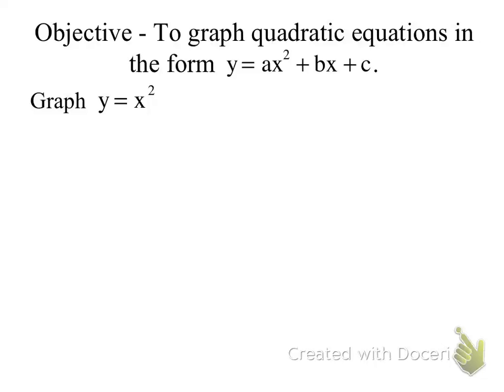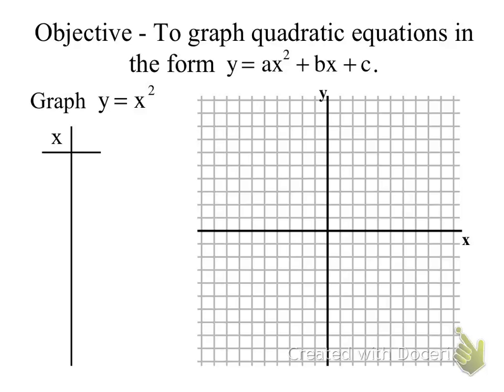So what would I need to do to graph this? How would I go about it? Explain to me the process. RJ. Make an XY table. Now from here, at this point, what do I need to do? Anybody? RJ? Pick random x values. So I'm going to choose -3 to +3. I substitute those in for the x, and then I solve for y.